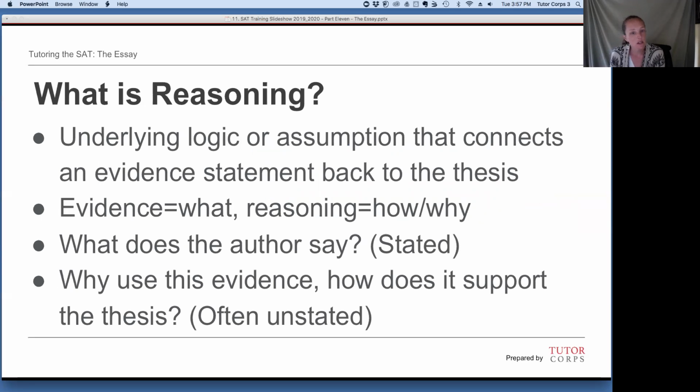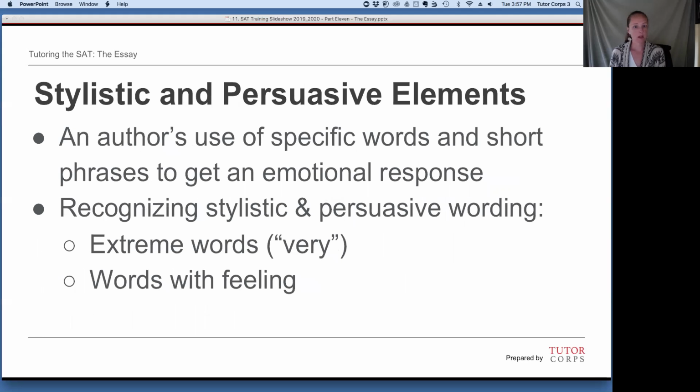Reasoning is the underlying logic that connects the evidence with the author's thesis. So the evidence answers the question of what, and the reasoning answers the question of how and why. The evidence is generally stated, whereas the reasoning, why the author chose the evidence and how it supports his thesis, is not usually directly stated.